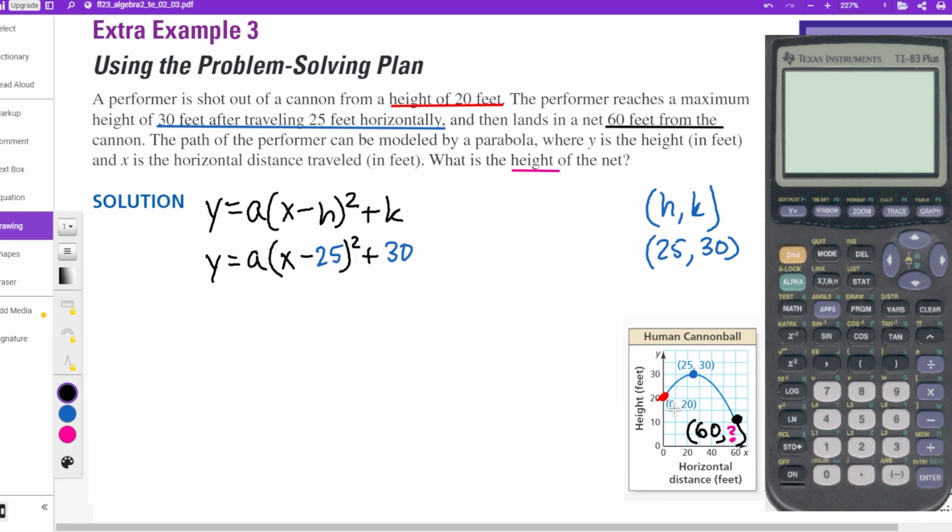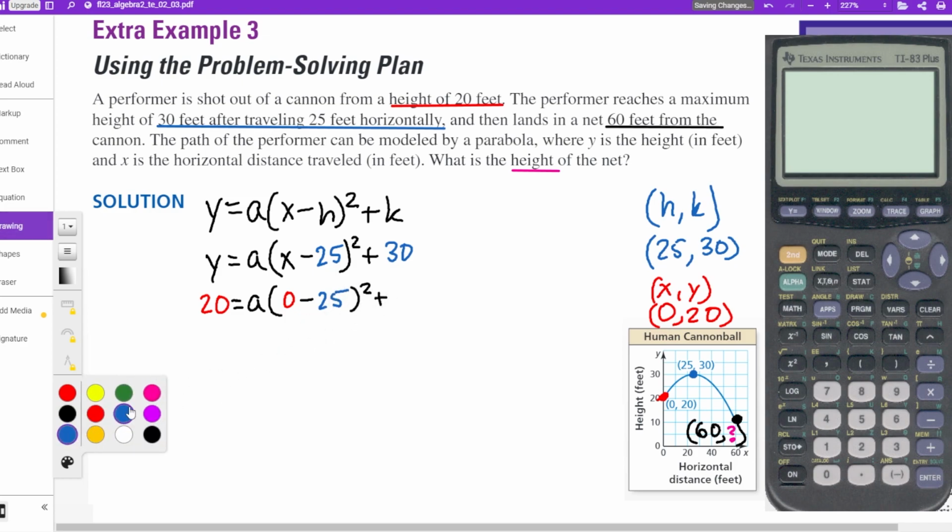So we can choose a point on the graph, like 0, 20, and we can say some x, y, where x is 0 and y is 20. And we can plug those values in to solve for a. So now we have 20 and 0, and h is 25, and k is 30. So now we have one equation and only one variable, so we could solve for that variable a.